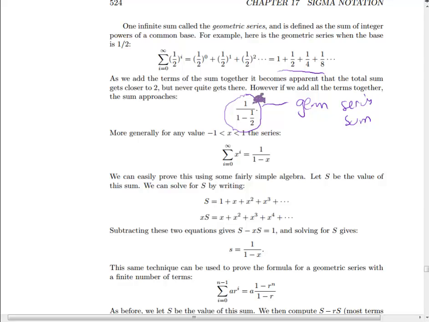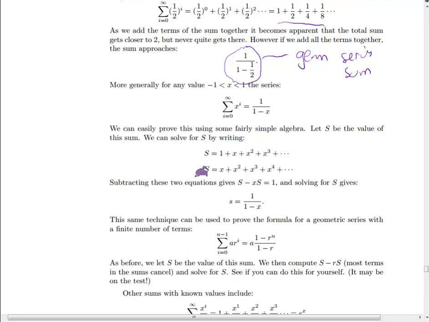Now, in general, instead of using 1/2, I could use x, and the general formula is the sum of this infinite series is 1 over 1 minus x. Actually, I didn't notice, the proof is right down here. If you let S be the sum and take x times S, and then you subtract these two equations, all the terms over here cancel except 1. That should be a capital S. We get the total for the sum.